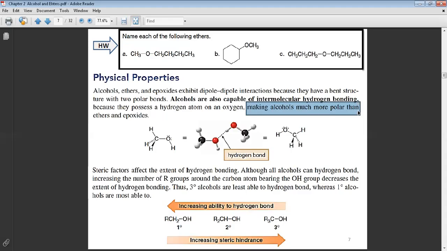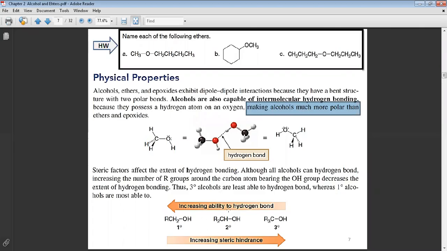Now, he said here, a steric factor affects the extent of the hydrogen bonding. Although all alcohols can make the hydrogen bond, increasing the number of R groups around the carbon atom bearing the OH group decreases the extent of the hydrogen bonding. Yes, if you have a big alkyl group here, the hydrogen bonding will be weak because of the steric effect. Thus, tertiary alcohols are, look, this is the tertiary alcohol.